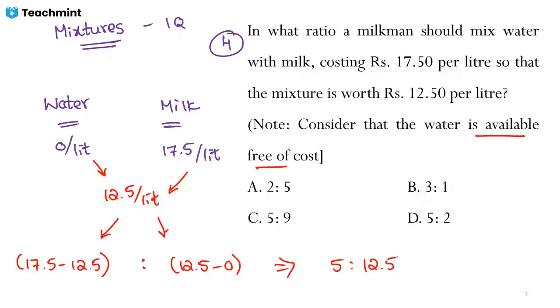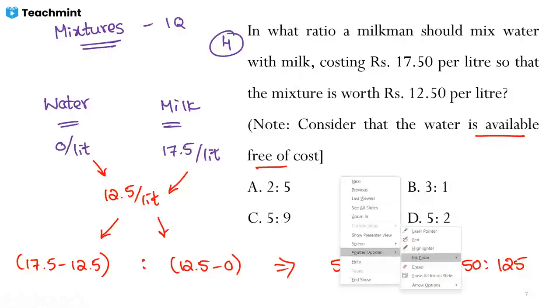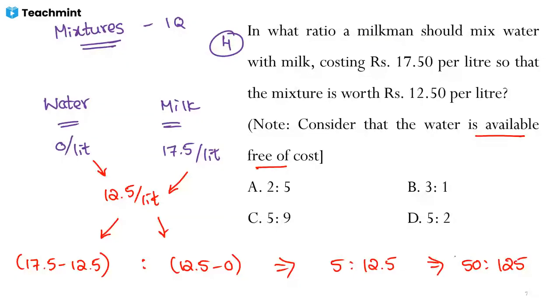So it's 5 and 12.5. If you multiply by 10, it's 50 and 125. You can multiply or divide a ratio by a common number. I multiplied by 10 to get 50 and 125. Now you can divide by 25. 25 goes 2 times and 5 times, so the ratio is 2 is to 5. See, you have 2 is to 5 and 5 is to 2 both.